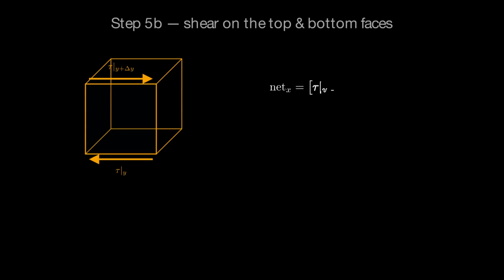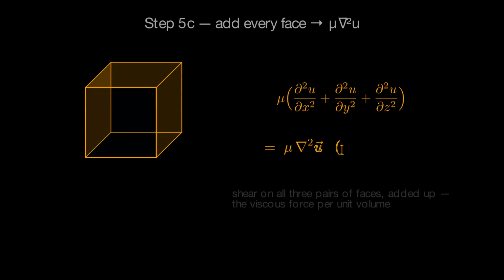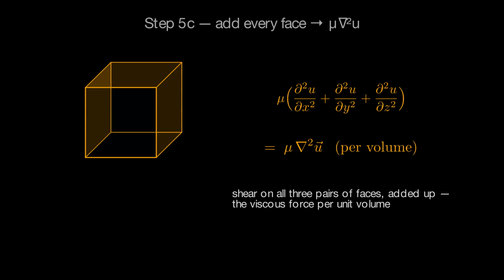Put that friction on the cube's top and bottom faces, dragged one way by the fluid above, the other way by the fluid below. Their difference, with the cube infinitely small, is how fast the friction changes across it. And because the friction follows the velocity slope, that change measures the velocity's curvature, how much the flow bends from layer to layer. Do the same on all three pairs of faces, and they add up to the total bending of the velocity in every direction. The term on screen, that's the friction force on our cube per unit volume.